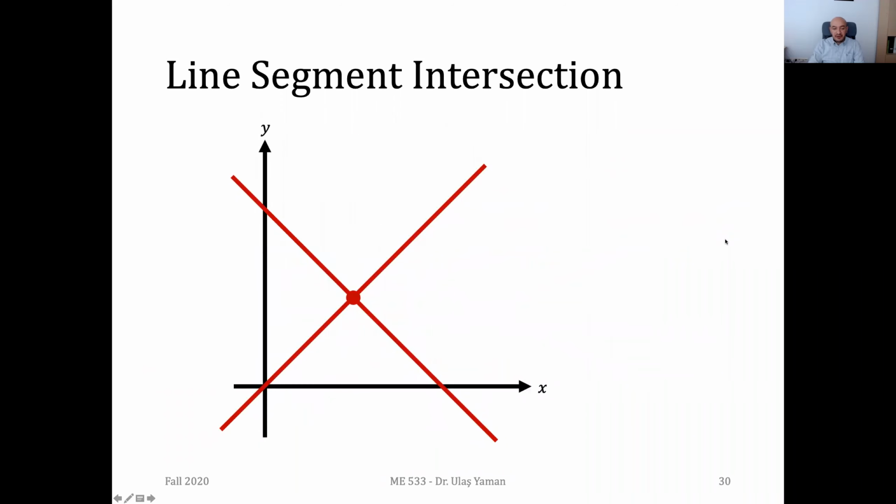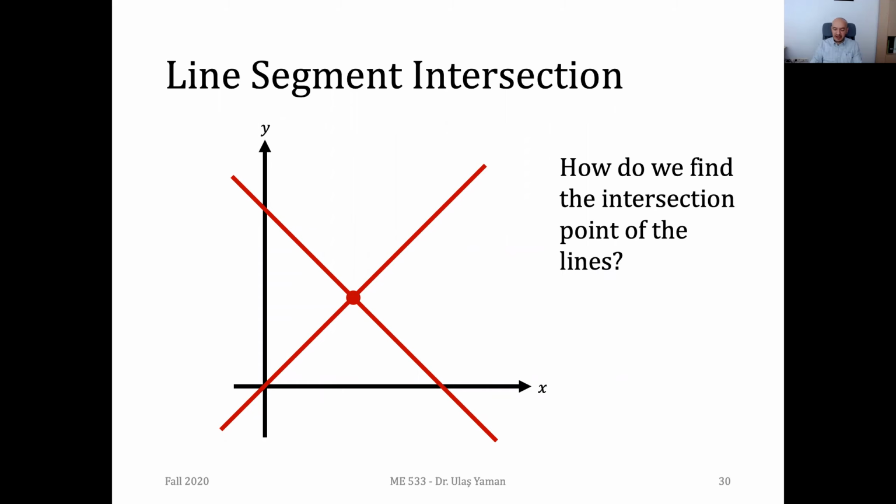So let's start from the basics, from the fundamentals. How do we determine the intersection of these two lines? Any comment, guys, how we can proceed? Can talk or write. It's very simple: equate their equations. So we need to first have their equations, right?